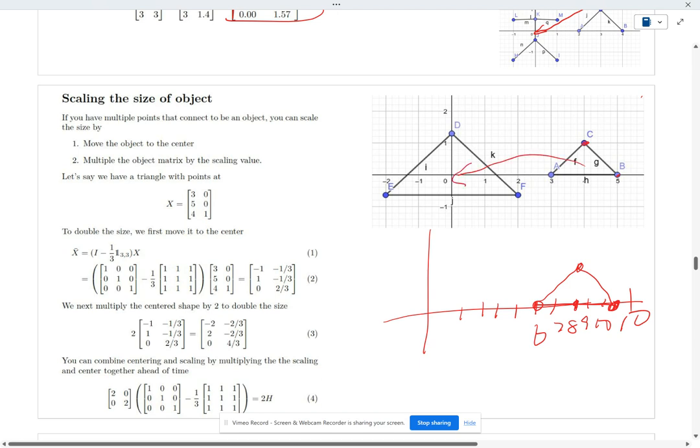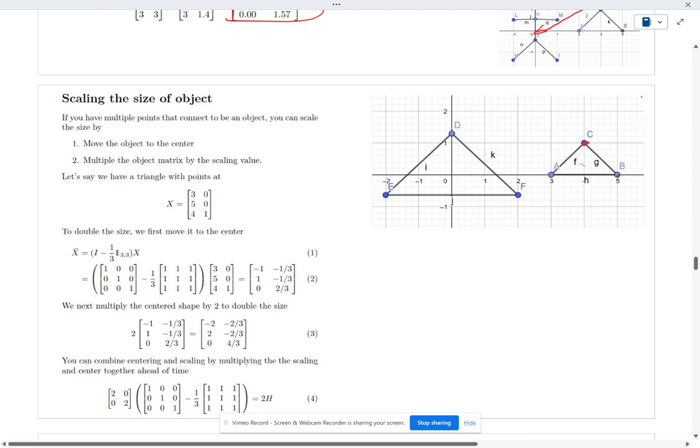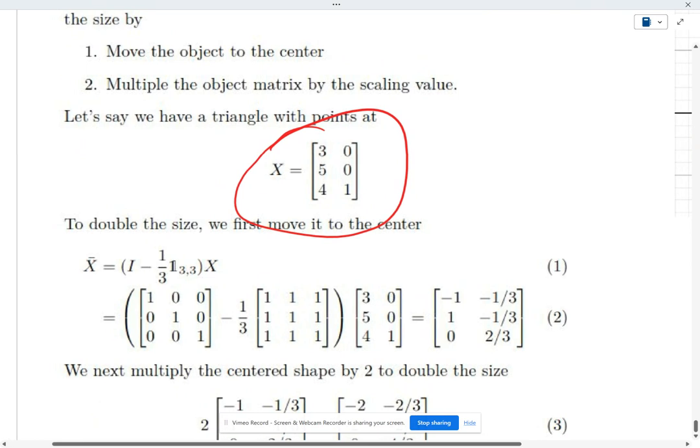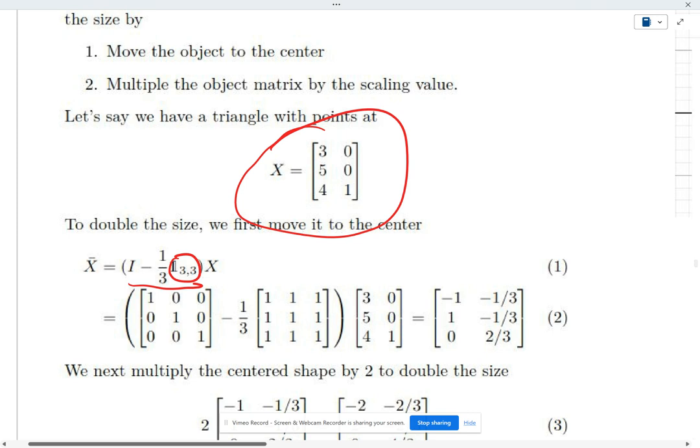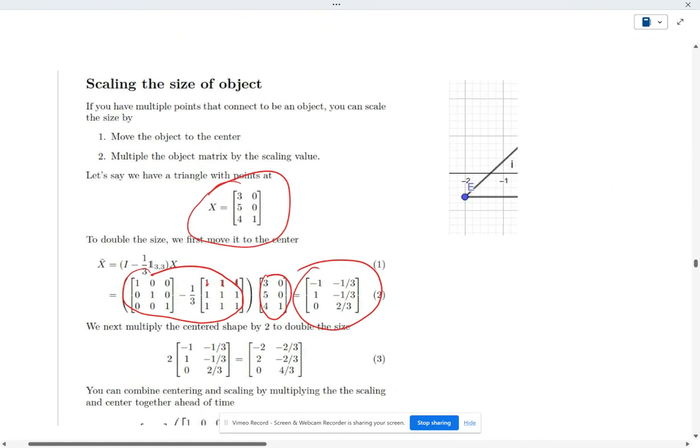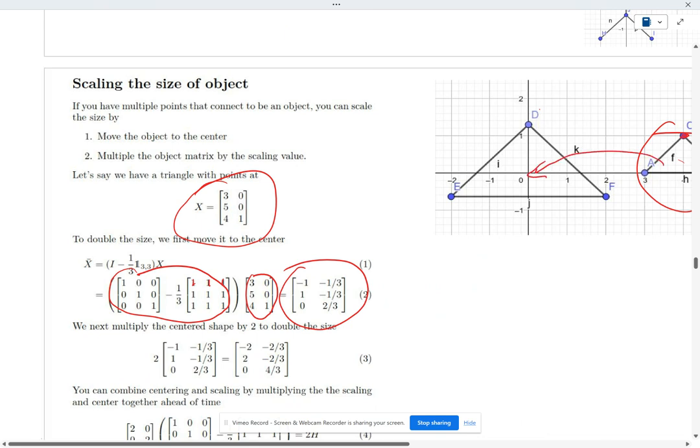Anyways, if you were to move to the center and multiply everything by 2, then it should work. So let's say we have a triangle with points at... yes, let's say we have this triangle. Now, following the definition of the centering matrix, it's just 1, 3 by 3, all ones. And then you take 1/3 because you're averaging them. Now, if you were to calculate this out and multiply by this, it will automatically move the triangle to the center.